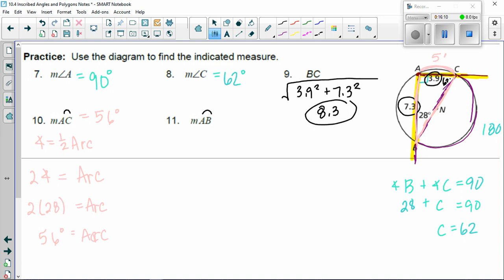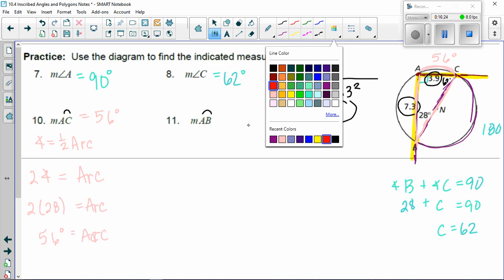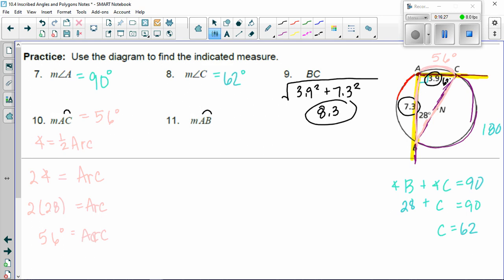Remember that if this arc over here is 180, because it's a semicircle, then this half is also 180. So now they want us to find the measure of arc AB, which is this arc right here. So this is going to be 180 minus 56, because from here all the way around is 180, and we know 56. So 180 minus 56 is 124 degrees.